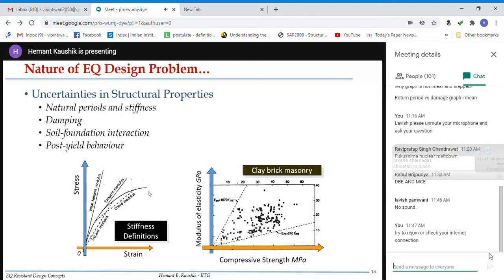But in real life, when you test these concrete cubes in the lab, you will never get a linear response. It is always non-linear from the beginning, right? So in that case, how will you get the stiffness, or the modulus of elasticity? There are various methods people have come up with. These methods are shown here.